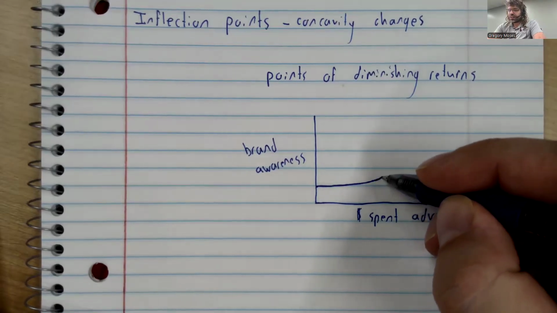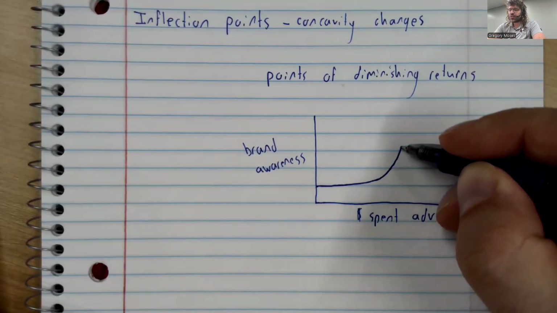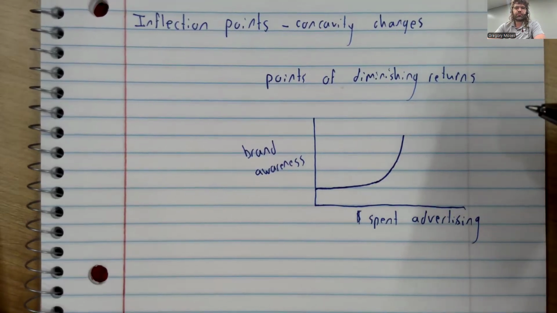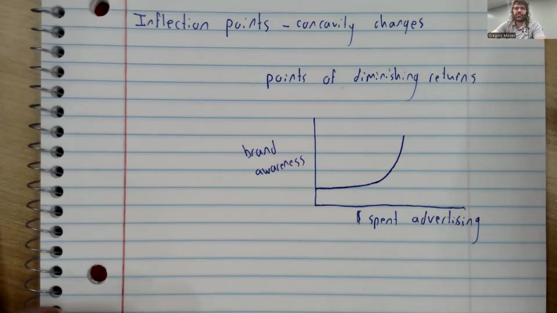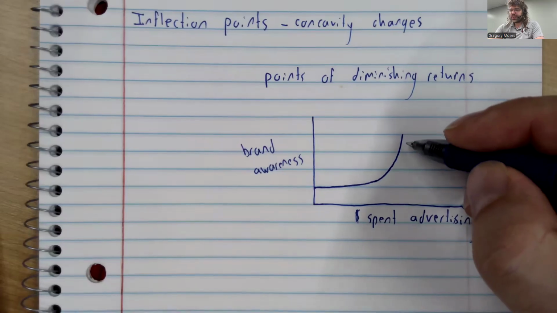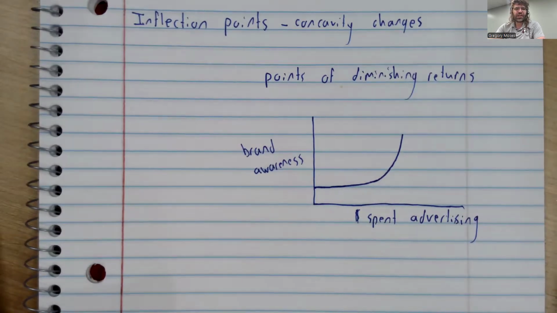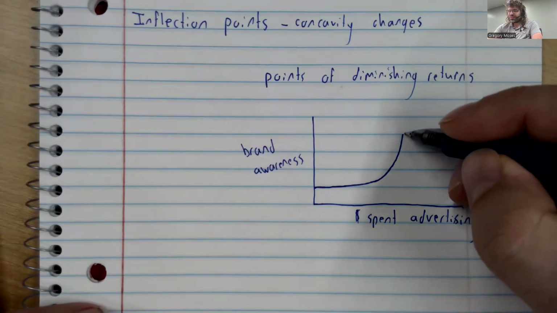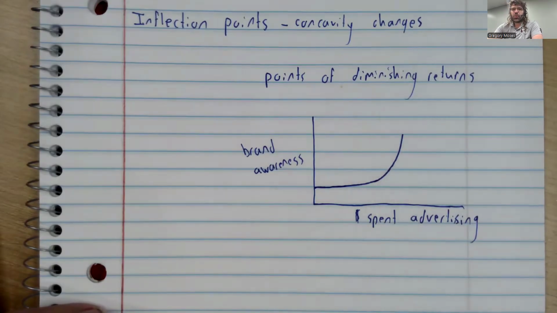But eventually you get into a sweet spot and you start to see a real value for your money as you can now afford more effective advertisement. We have an increasing concave up curve, but at some point, and because I didn't leave myself a lot of space, it's going to happen quite quickly in this graph. At some point, spending more dollars on advertising stops doing much for your brand awareness.